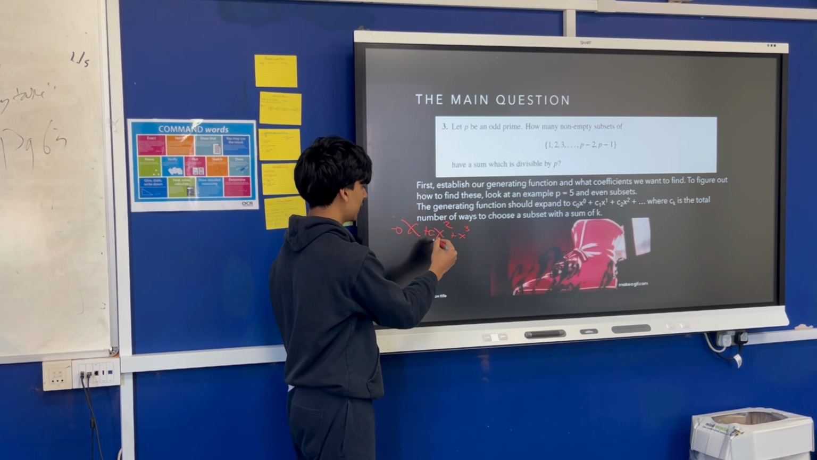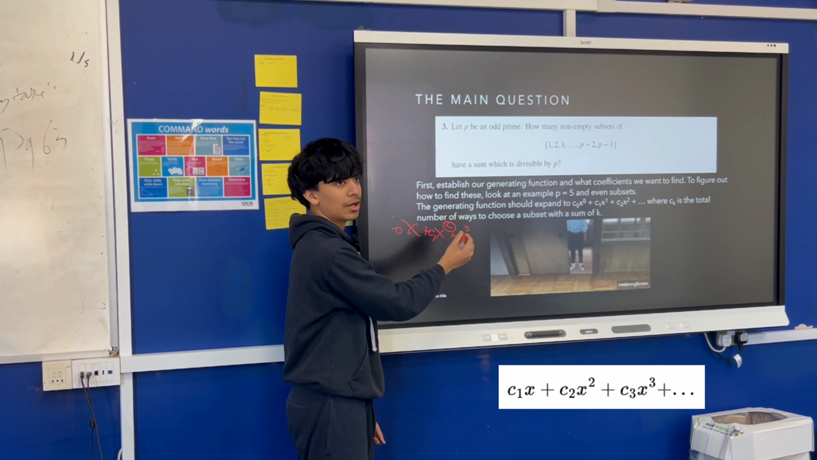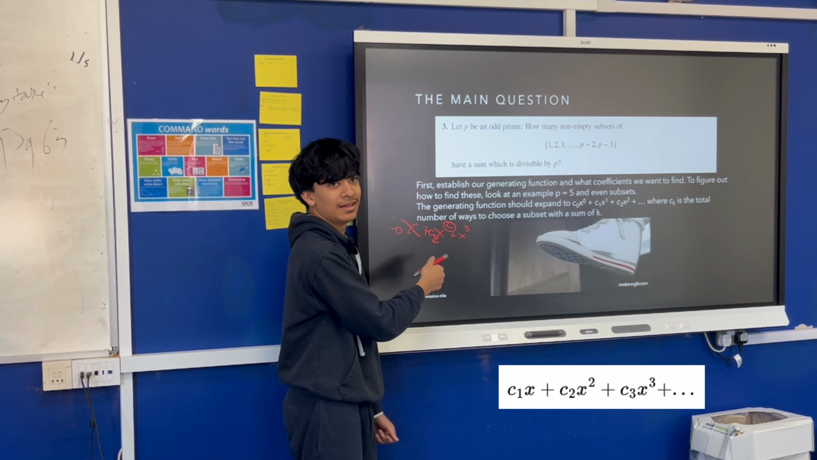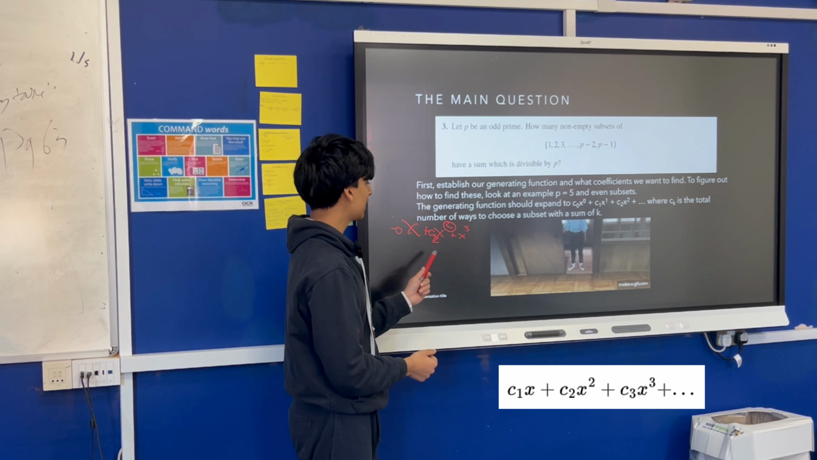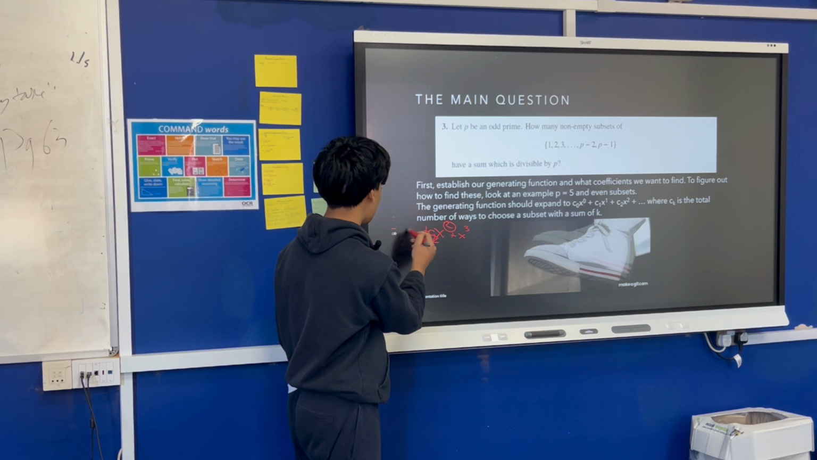Because we have coefficients, and the exponent is 2, this represents a sum of 2. So this is how many ways we can sum to 2, right? So we want to find, when we write it out, it will look like this. Maybe the question's a bit bad, I'll just move on.